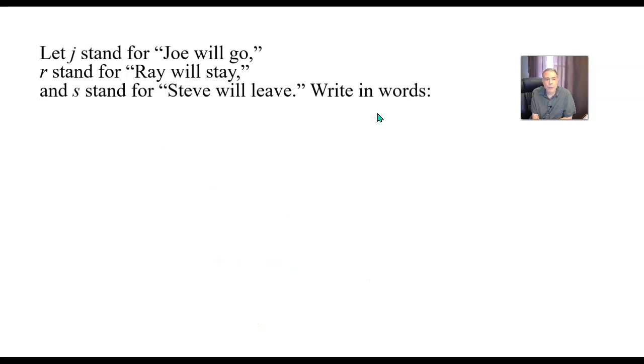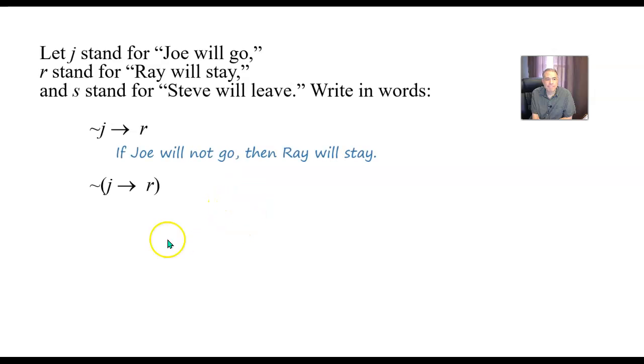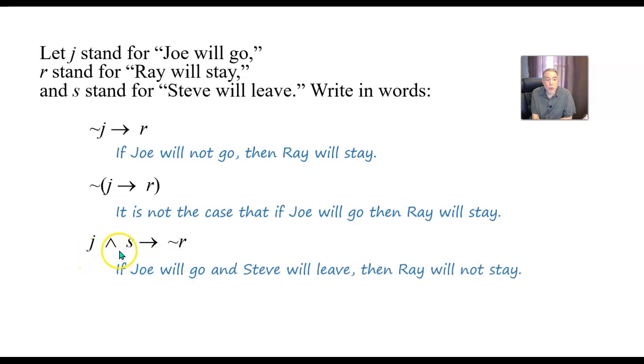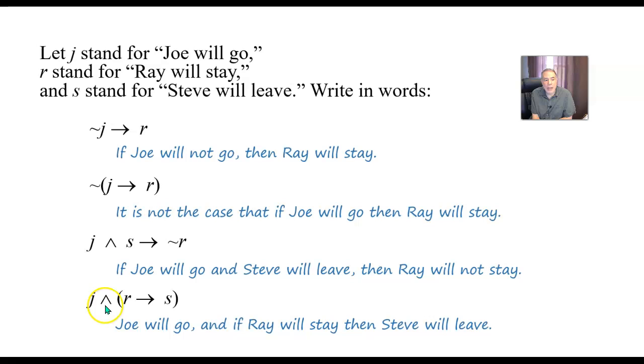Now let's try some the other way. In this example, J stands for Joe will go, R stands for Ray will stay, and S stands for Steve will leave. If Joe will not go, then Ray will stay. It is not the case that if Joe will go, then Ray will stay. Joe will go, and if Joe will go and Steve will leave, then Ray will not stay. Joe will go, and if Ray will stay, then Steve will leave.